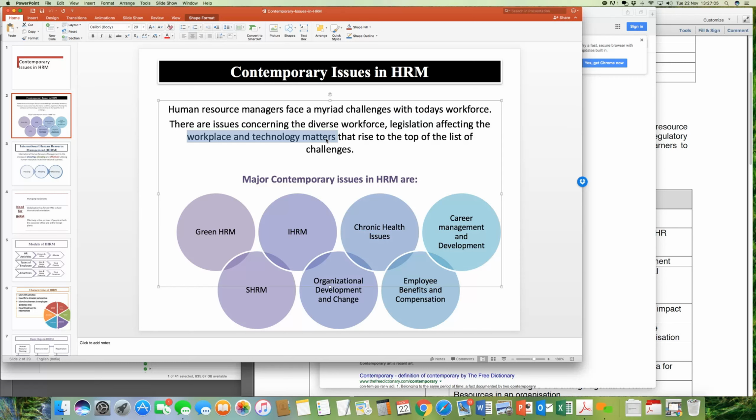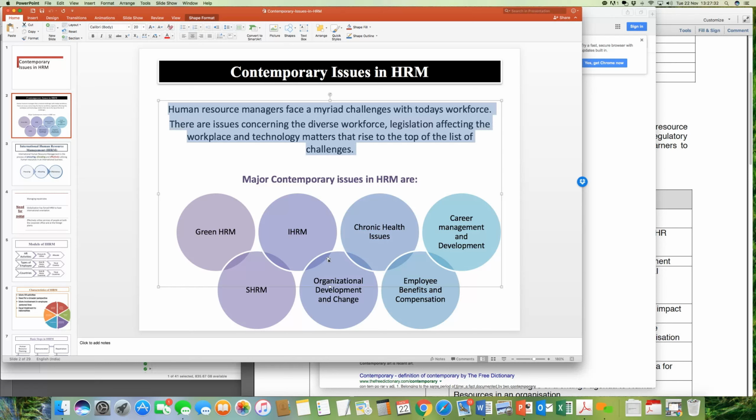Now, some of these issues that HR managers work with are regular issues. That means somebody who gets into the role of being a human resources manager will need to understand what is diversity of workforce, how to comply and work with legislation and rules within a particular country or geography, and other things like managing resources, appraisals. So these are normal issues. Now, what are contemporary issues?